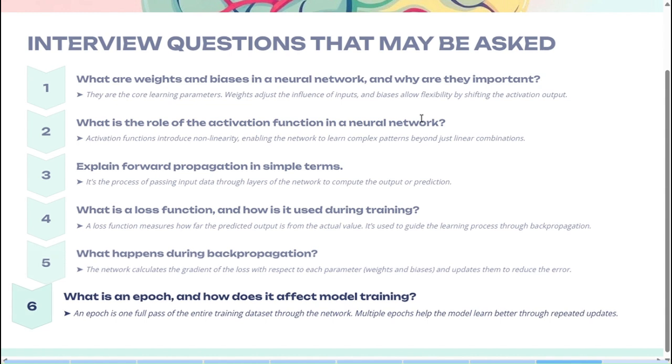Next, what is an epoch and how does it affect model training? An epoch is one full pass of the entire training dataset through the network. Multiple epochs help the model learn better through the repeated updates.